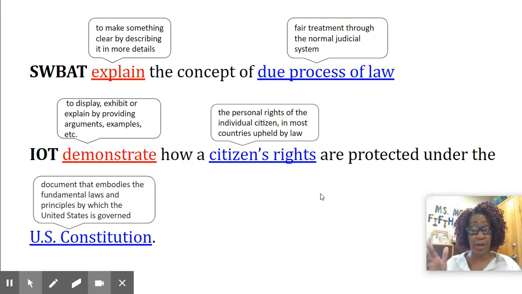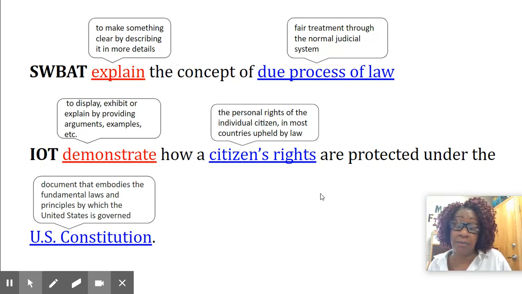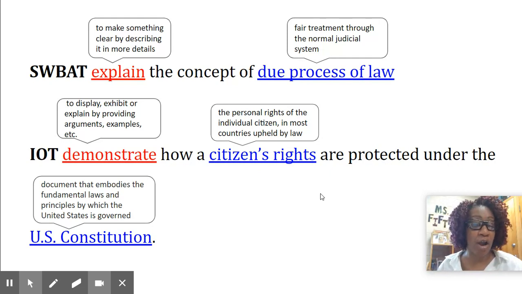So we're going to put it all together again. And so we say that students will be able to explain, or make something clear by describing it in more detail, the concept of due process of law, or the fair treatment through the normal judicial system, in order to demonstrate, or display or exhibit, explain by providing arguments or examples, how citizens' rights, those individual rights that are upheld by most countries, are protected under the U.S. Constitution, that document that embodies fundamental laws and principles by which the United States is governed.